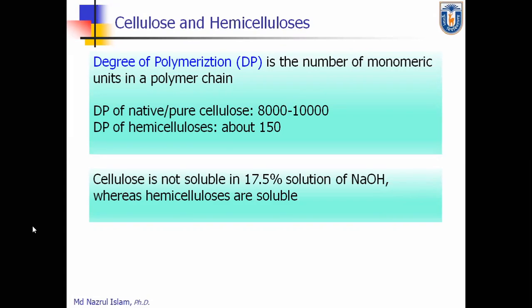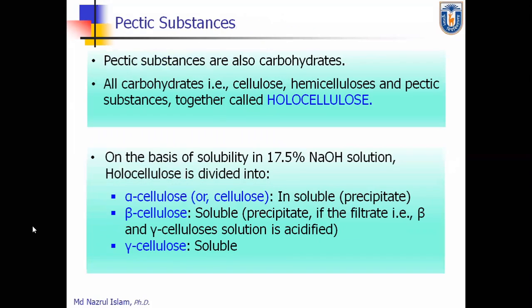So if we look at the properties, degree of polymerization in case of cellulose is 8,000 to 10,000. It means 8 to 10,000 glucose units are there, but hemicellulose just around 150. Cellulose is not soluble in 17.5% sodium hydroxide. That is stable, but hemicellulose will dissolve.